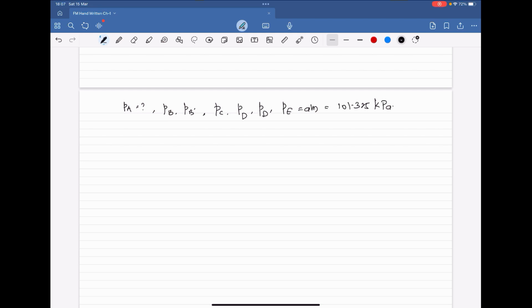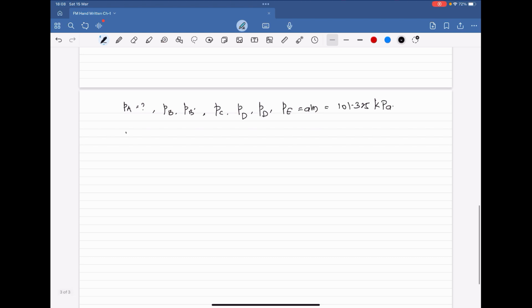Except for water columns and mercury columns. We try to convert water columns and mercury columns into pressure units, into pascals, and try to solve this problem. Now let us start our journey at one point. What is that point? We will take the point where we have to find out the pressure.